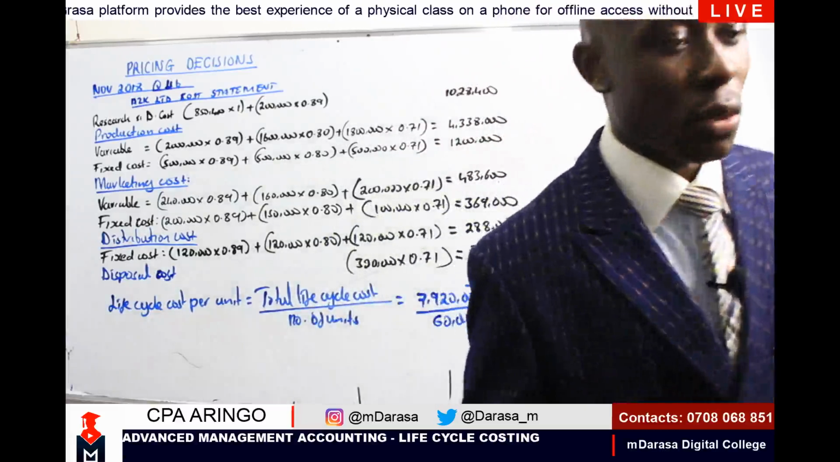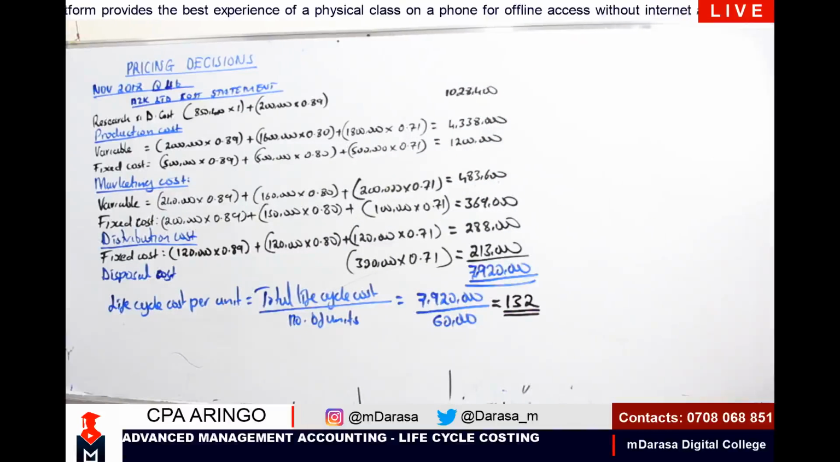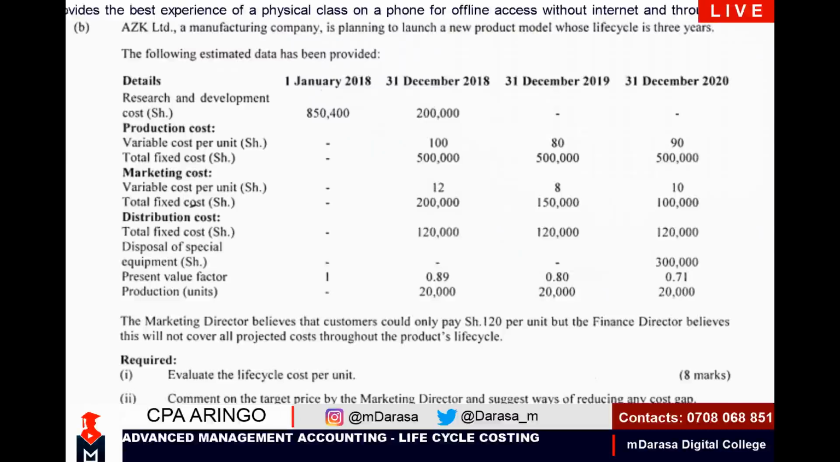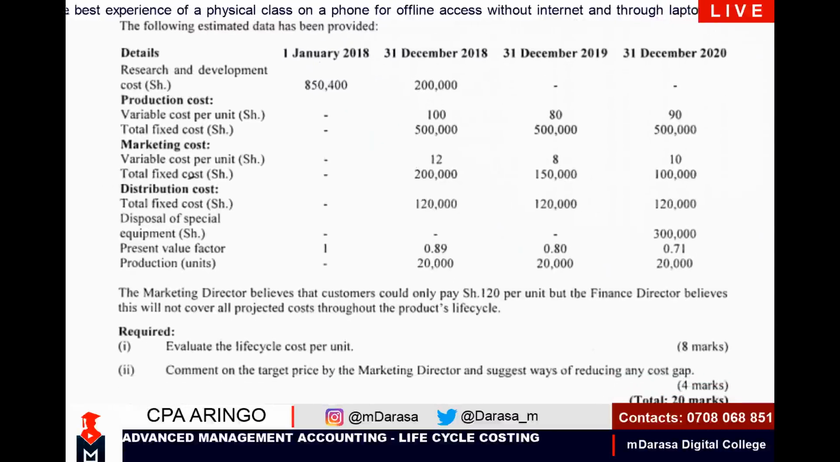So the moment you're done with that, we go to the second bit where we are asked to comment on the target price by the marketing director and suggest ways of reducing any cost gap. The marketing director had suggested that customers could only pay 120 per unit, but the finance director believes that this will not cover all the projected cost, right?